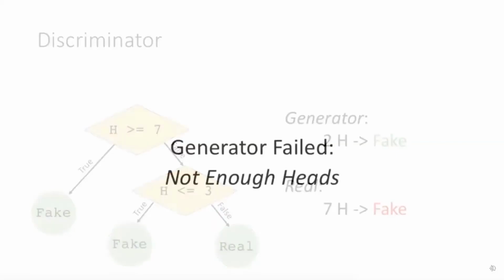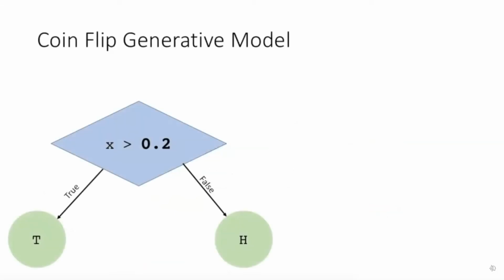First, we'll deal with the fake data. The discriminator was correct, so it doesn't need updating, but that means the generator did a bad job and should be updated. We know that the discriminator gave a fake label because the number of heads was only 2. So the signal we send to the generator is, give more heads. So let's update our generator threshold to go from 0.2 to 0.3.